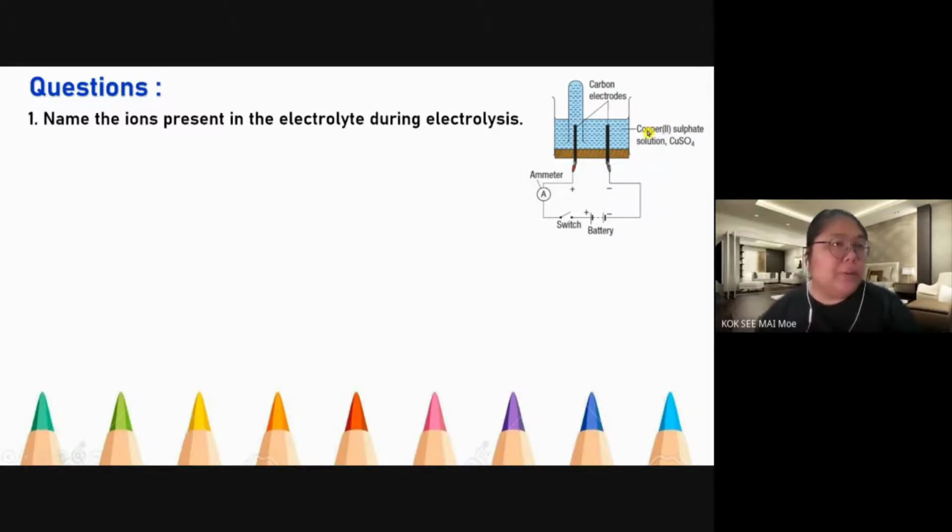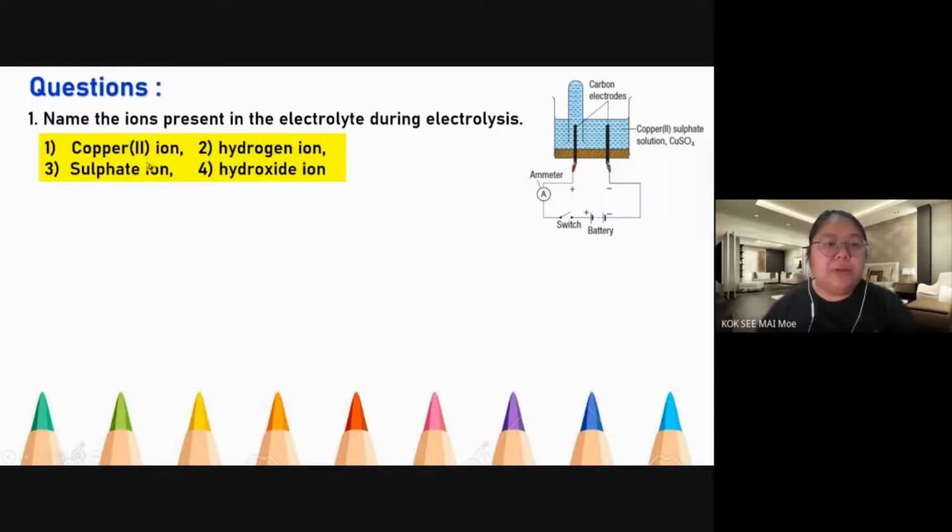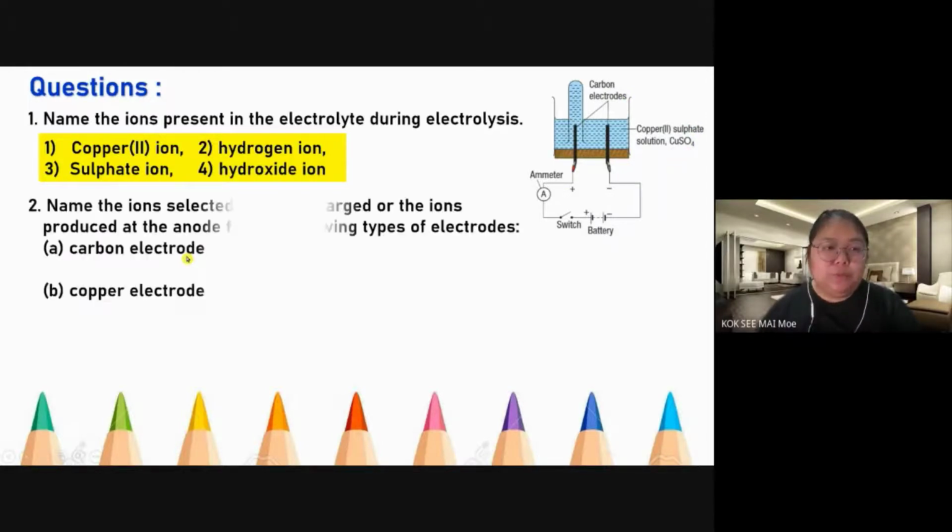Sure, the first one is copper 2, a positive ion that we produce. Number 2 is the sulfate ion. Then you continue with hydrogen and also hydroxide. These four will be produced in this electrolysis. So copper 2 ion, positive 2. Hydrogen ion, positive 1. Sulfate ion, negative. Hydroxide ion, negative. When the question asks about this situation, you must refer to the diagram to see what solution they use.